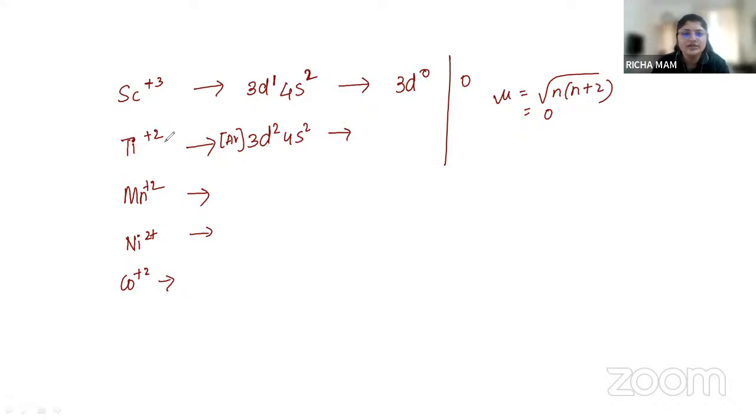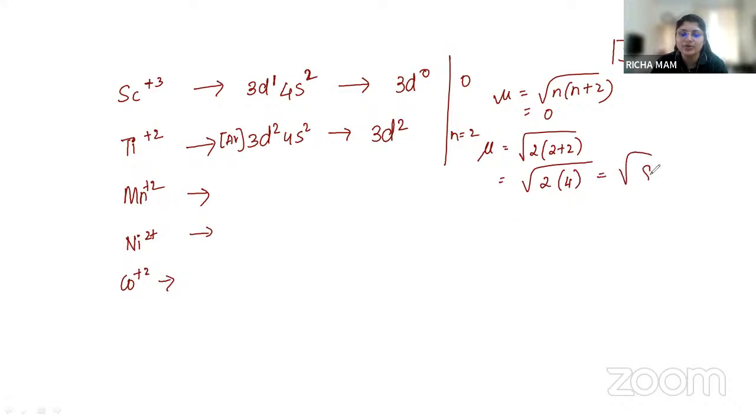So titanium plus 2 means how many electrons? 2 electrons. Now mu is equal to... in the d2 system you have only 2 electrons, and these are unpaired. So n is equal to 2. So the square root of 2 into 2 plus 2, which is square root of 2 into 4, so square root of 8. What will be the answer?